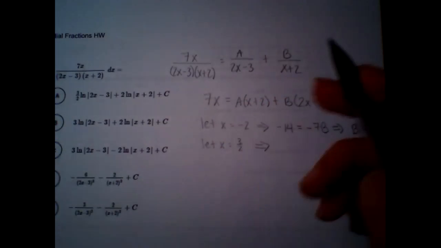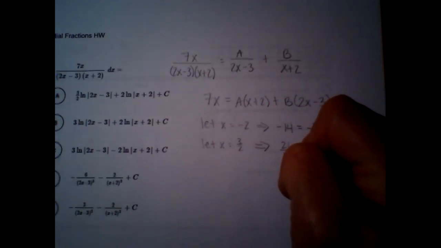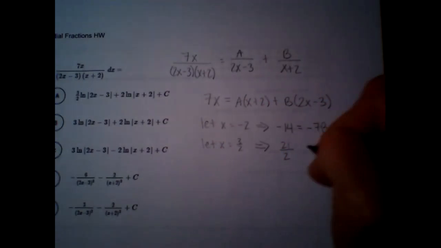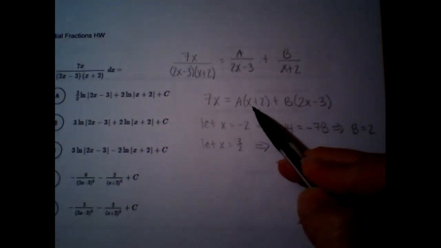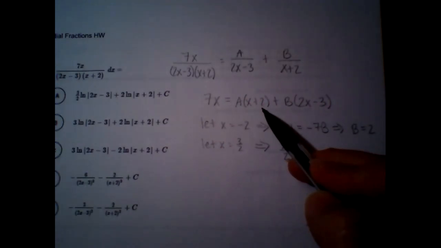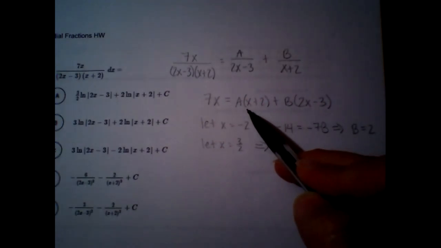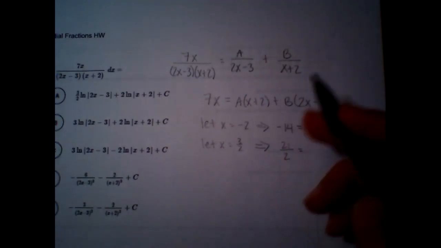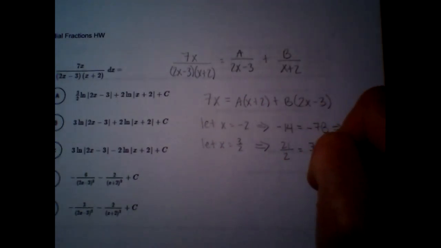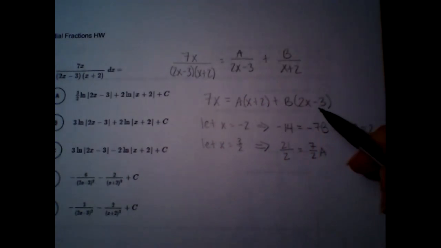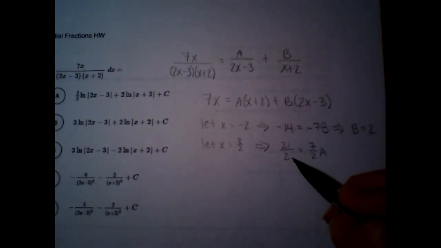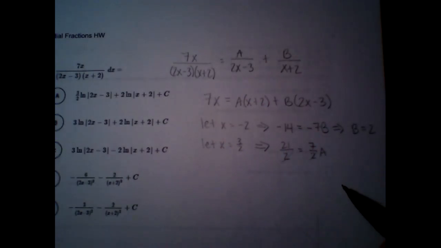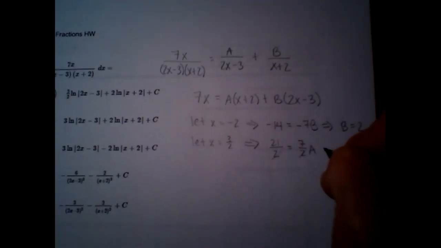7 times 3/2, that would be 21 halves. 7 times 3 will give us 21. It'll be halves equals 3/2 plus 2. So that's 1.5 plus 2. That'd be 3.5, which would be 7/2. And then this term, thankfully, will go away. So these 2's are going to cancel. And then we get a is 3.